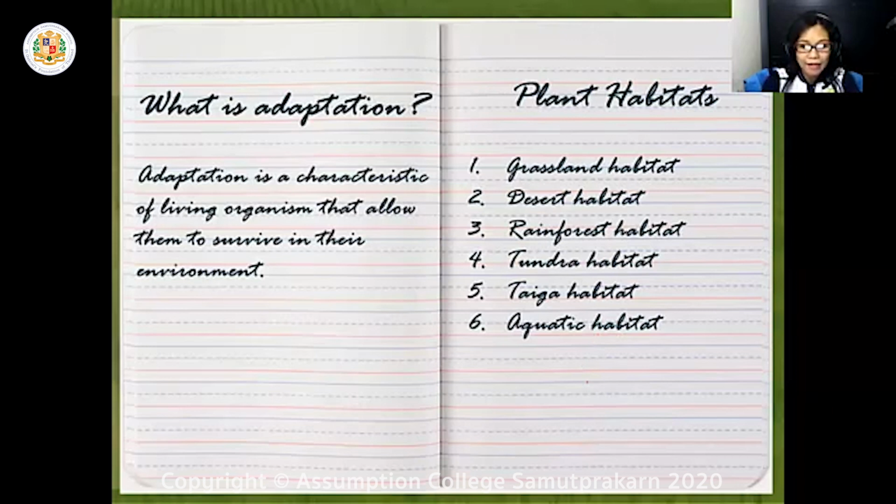So we will end the class here. In the next period, we are going to study and learn about the habitats of plants and what are the different adaptations or characteristics of plants that help them to survive in those habitats that we have here. Okay? All right.